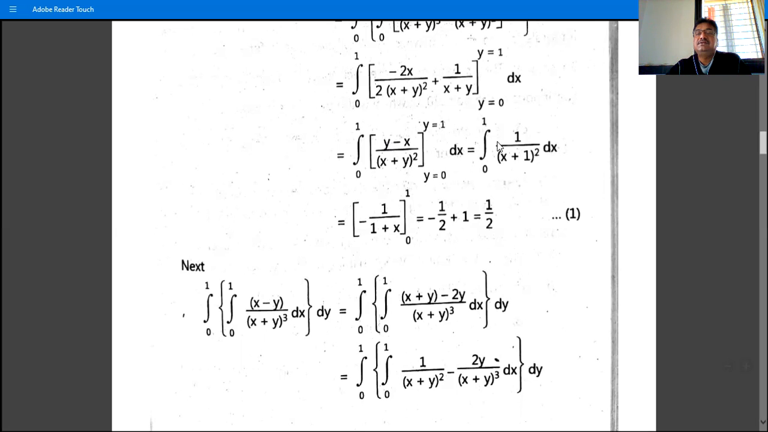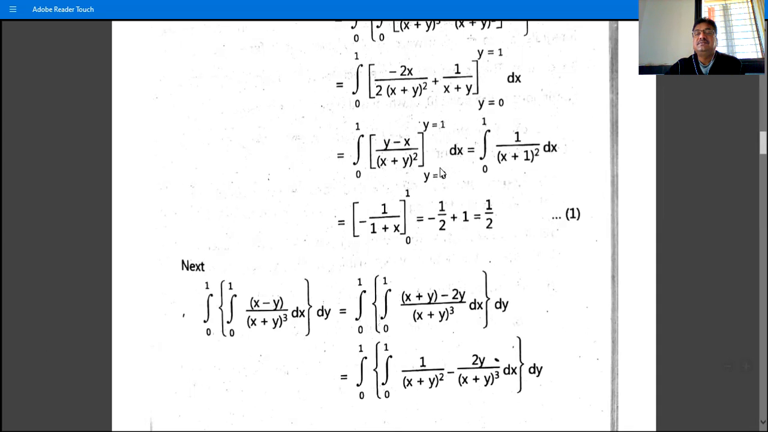So the calculation is this: 1 by (x plus 1) bracket square. If we substitute y as 1, and minus y as 0, 0 to 1, we have this answer, 1 by (x plus 1) square. Actually, if we substitute y as 1, then we have the answer minus x divided by (x plus 1) bracket square.